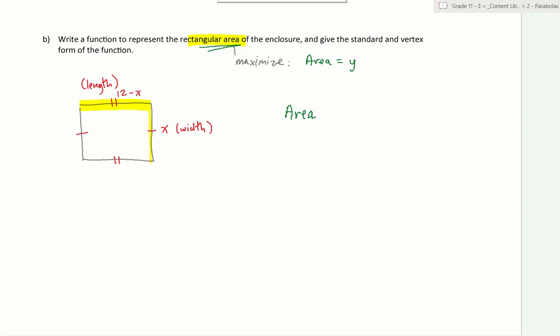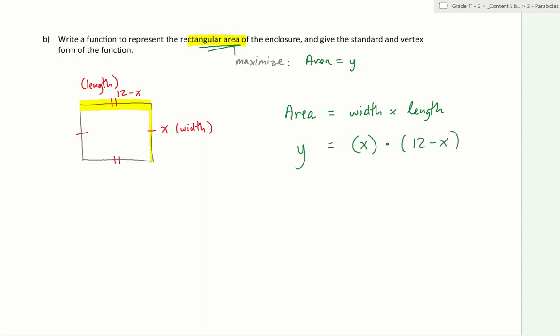All right, so we are doing the area of this rectangle, so area is equal to width times length. So area, we're going to represent with y, the thing that we're maximizing. Width is x, and that's a multiplication there. And length is, try that again, length is 12 minus x.